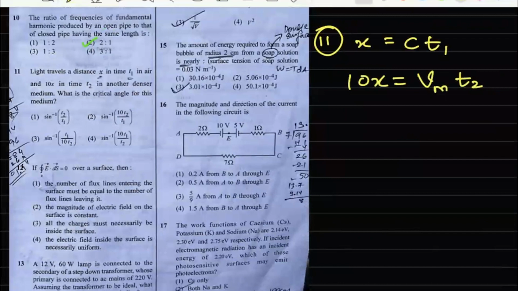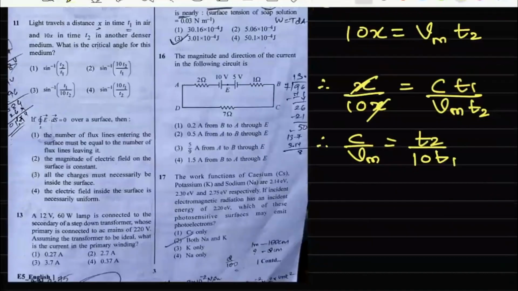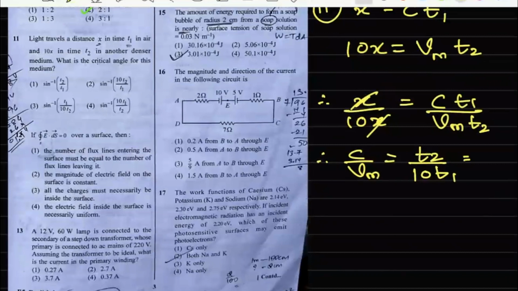So first of all, let's just divide these two. So I will get x upon 10x. This x and x will get cancelled off. It is 1 by 10. So I have c t1 upon v_m t2. So what I get is c by v_m is going to be t2 by 10 times t1. And c upon v is nothing but speed of light in air upon speed of light in the medium. So I can say this is nothing but mu of the medium with respect to air, the absolute refractive index of the medium. So the refractive index of the medium is t2 by 10 t1.